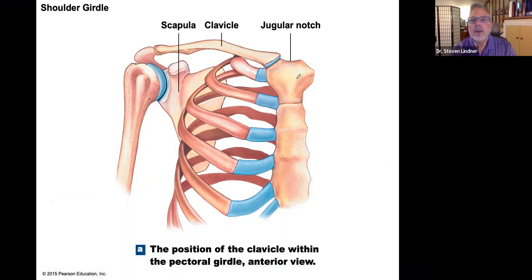So remember, here is the manubrium of the sternum. Here's the jugular notch. Right here, that joint is the sternoclavicular joint. Here's the clavicle. And then here is the junction between the clavicle and the acromion process. So we call it the AC joint, the acromioclavicular joint.